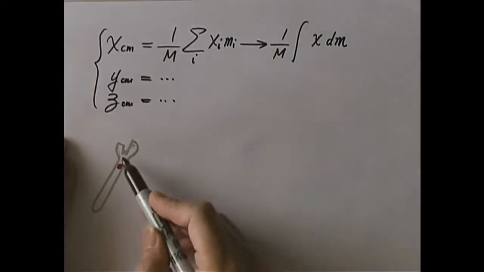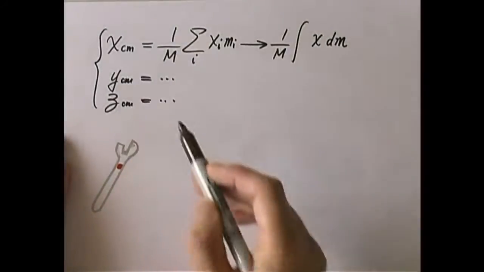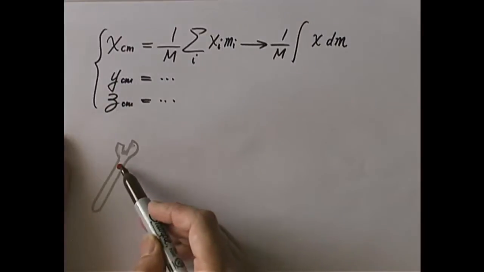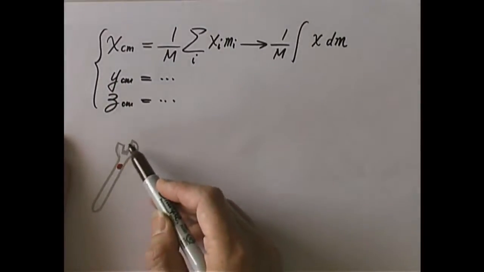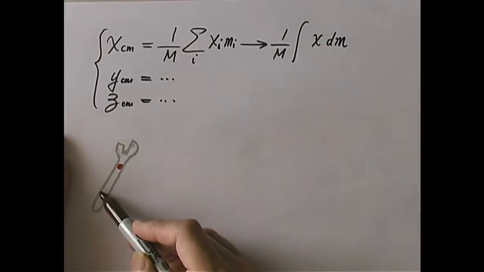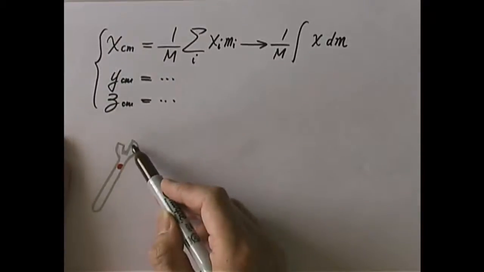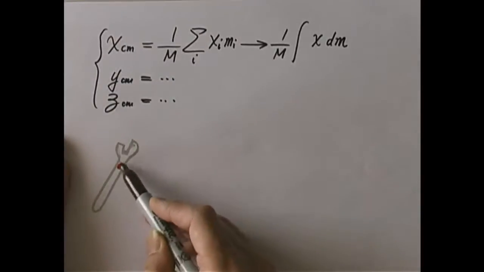For example, I have this wrench here. If I perform this calculation and find the center of mass is right here, that's the position of the center of mass. It makes sense. Quantitatively, you see the head has more mass than this part of the tail. So the head is heavier than this part of the tail. That's why the center of mass is a little bit over there towards the heavier part. So somewhere here.